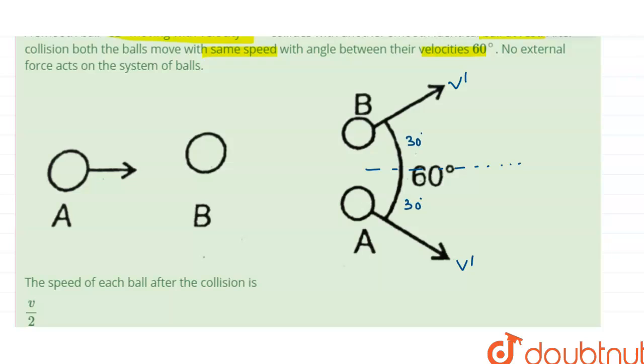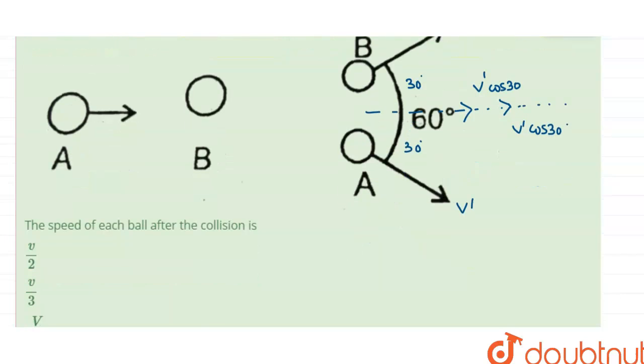So the component of the velocity of ball B is v dash cos 30. Similarly, the component of velocity v dash of ball A is also in the same point, that is v dash cos 30. Okay, now we have to find out the speed of each ball after the collision.